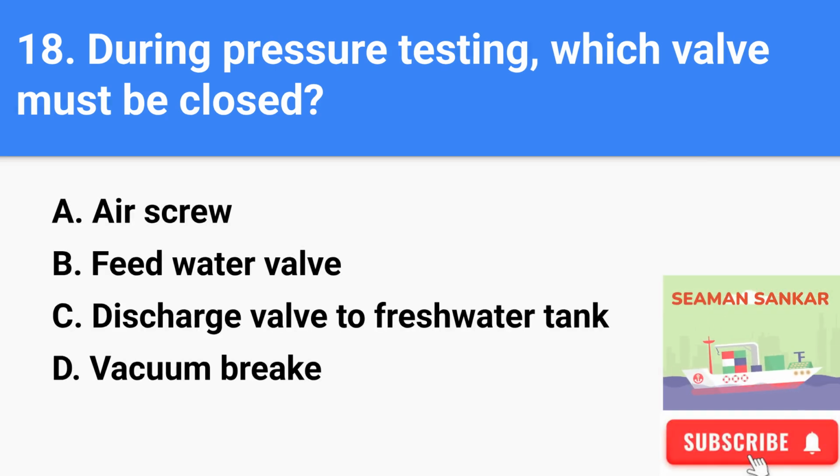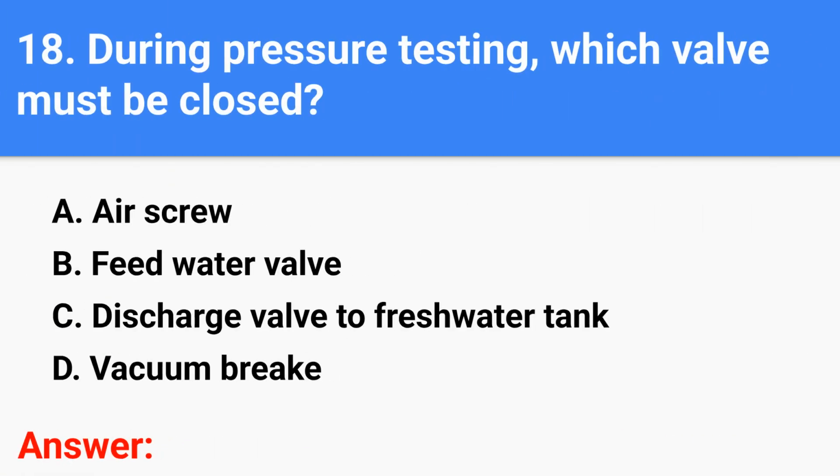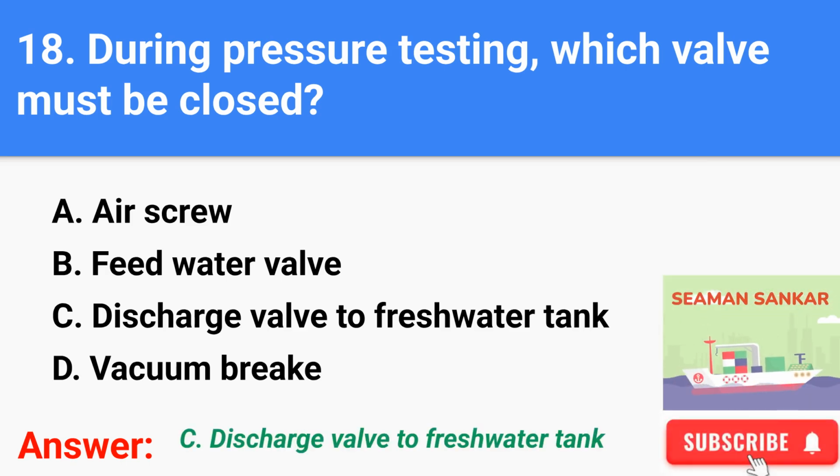Question 18. During pressure testing, which valve must be closed? A. Air screw. B. Feed water valve. C. Discharge valve to freshwater tank. D. Vacuum breaker. The valve that must be closed during pressure testing is C. Discharge valve to freshwater tank.